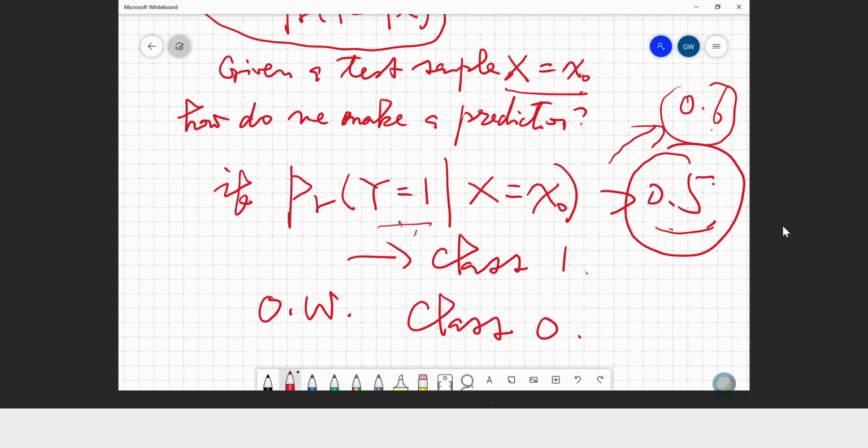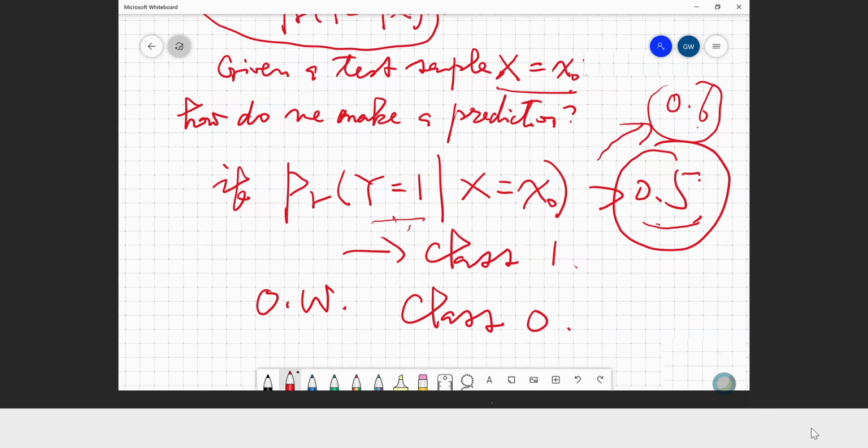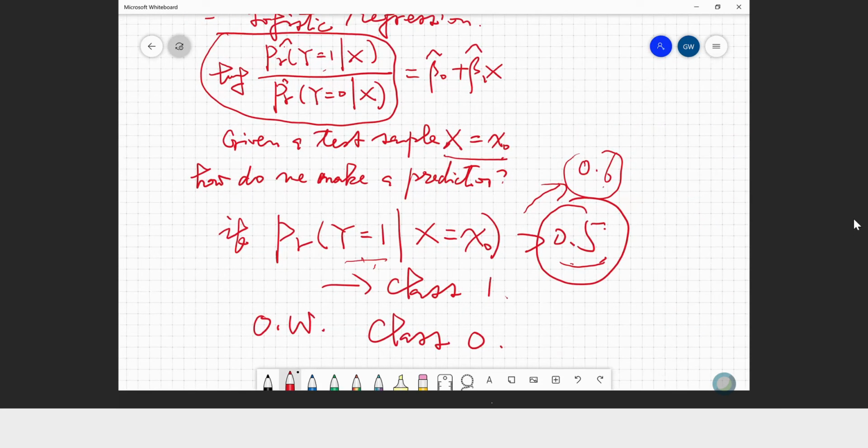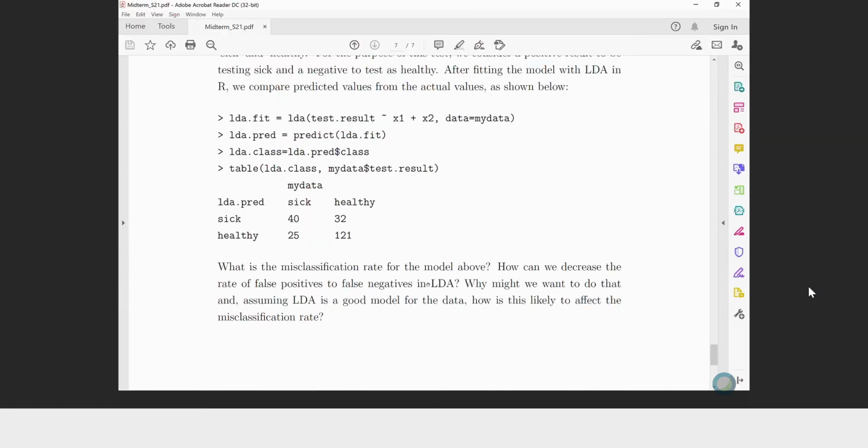Is that okay? This is for logistic regression. Similarly, for LDA it is the same kind of understanding. Did you get it? Okay, that's good. So that's this one. How do we reduce the rate of the false positive? The main thing is you just increase the value of the threshold.